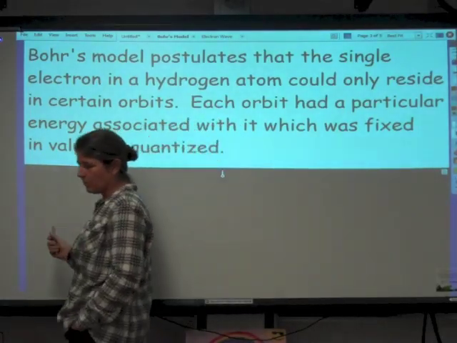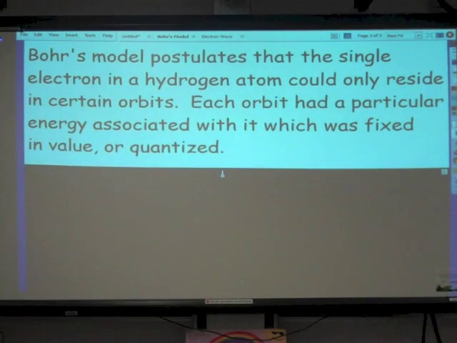So this is what Bohr says. Bohr says that the single electron in a hydrogen atom could only reside in certain orbits. Each orbit had a particular energy associated with it, which was fixed in value, or quantized.